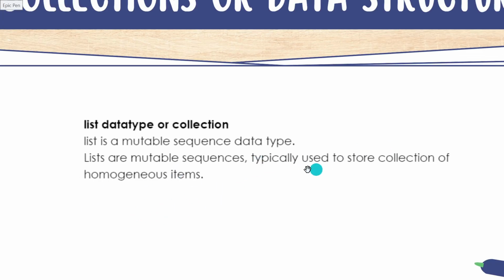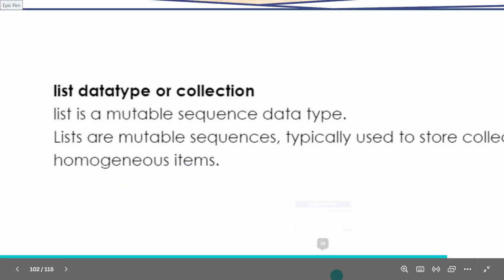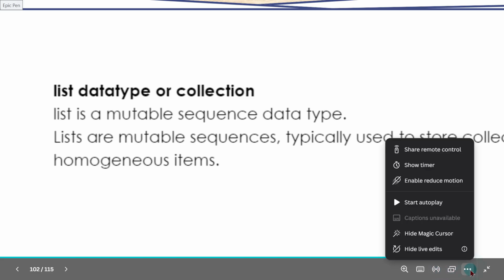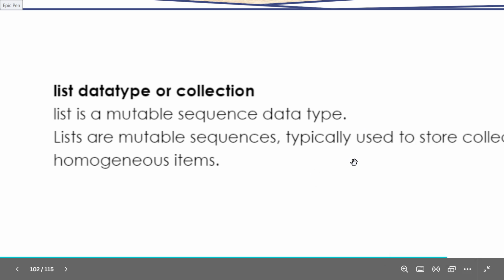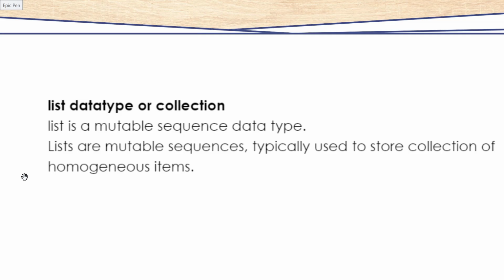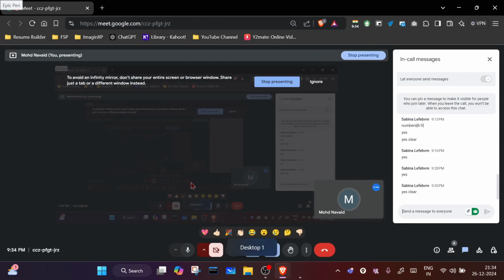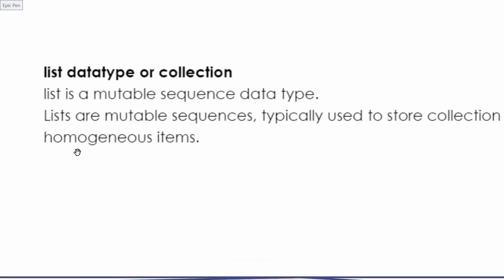Okay. So it's typically used to store a collection of homogeneous items. What's the meaning of homogeneous items? Can anyone tell me? Does anyone know the meaning of homogeneous? Yes or no? Say yes or no. Same type of data, or collection.